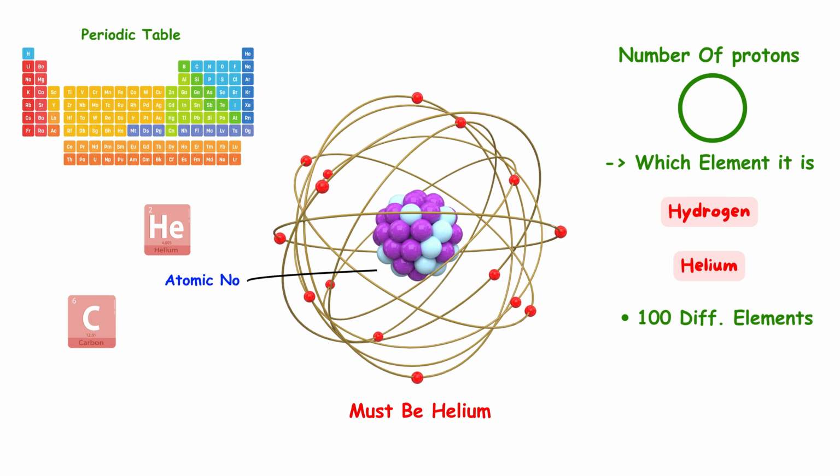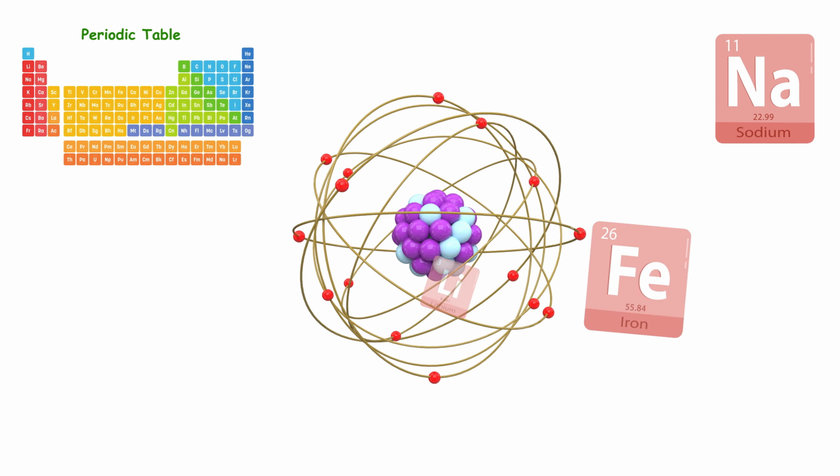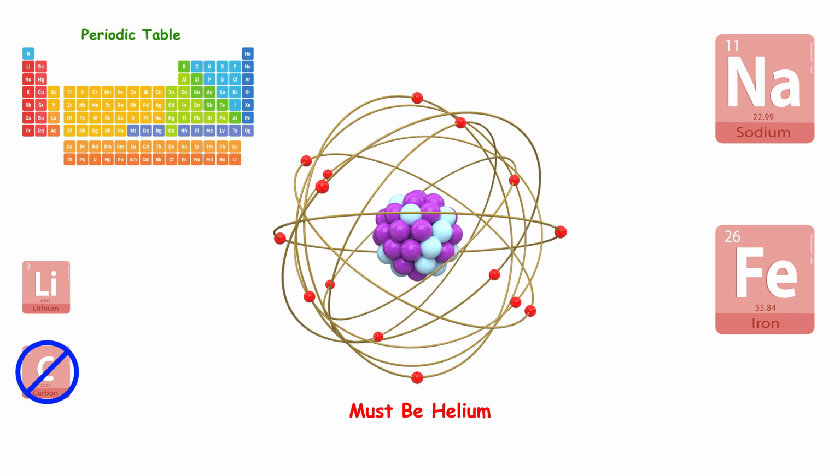Similarly, if we look at carbon, we find that it has an atomic number of 6, meaning that every atom of carbon must contain 6 protons. So, if we come across an atom that has 3 protons in its nucleus, it cannot be carbon, and instead must be lithium, which is the element with an atomic number of 3.